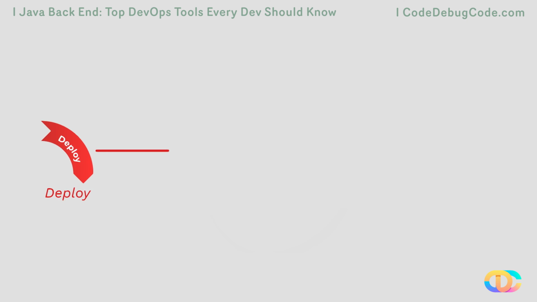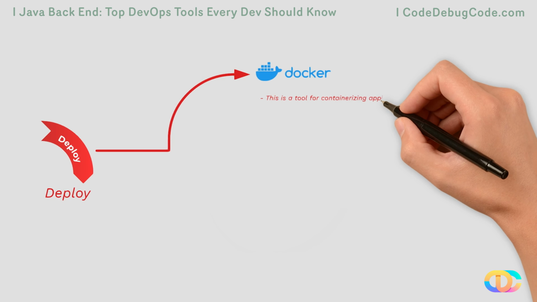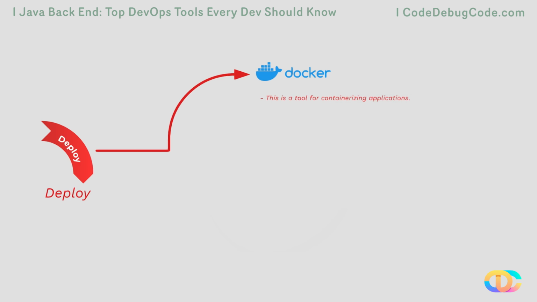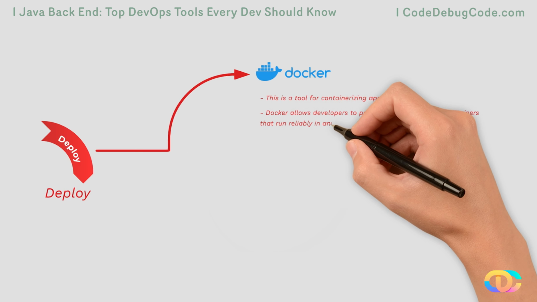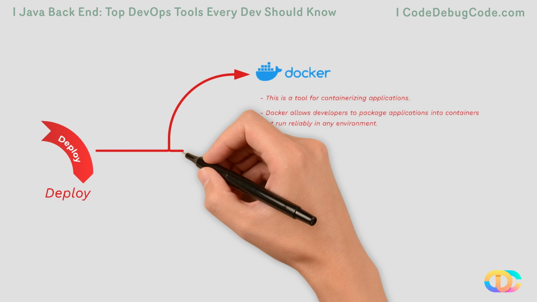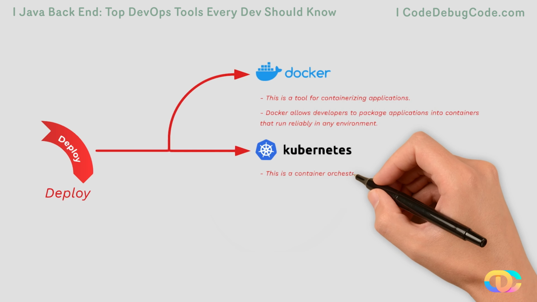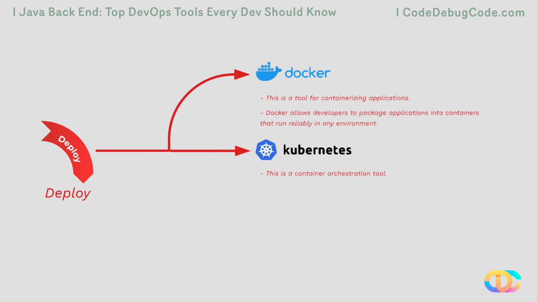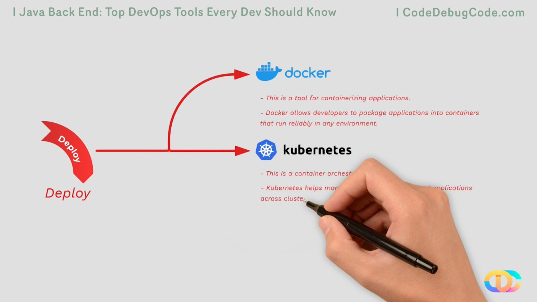First one is Docker. This is a tool for containerizing applications. Docker allows developers to package applications into containers that run reliably in any environment. Now, second one to discuss is Kubernetes. This is a container orchestration tool. Kubernetes helps manage and scale containerized applications across clusters of machines.